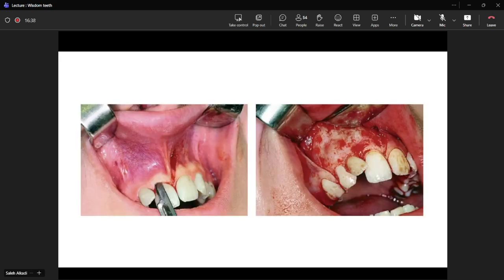So the flap we raised here is a full mucoperiosteal flap, a rectangular flap with two releasing incisions, one mesial and one distal. As you can see, the mesial one is located between the two central incisors, and the distal one is just distal to the primary canine. So the flap is raised and protected using a retractor. You can see the bulge on the bone here above the primary canine.